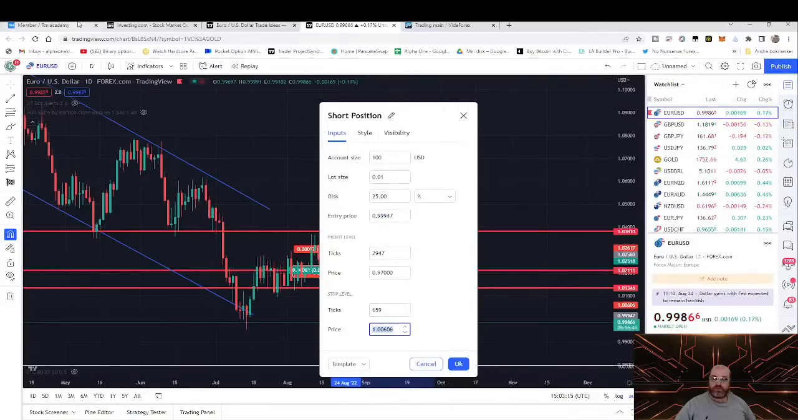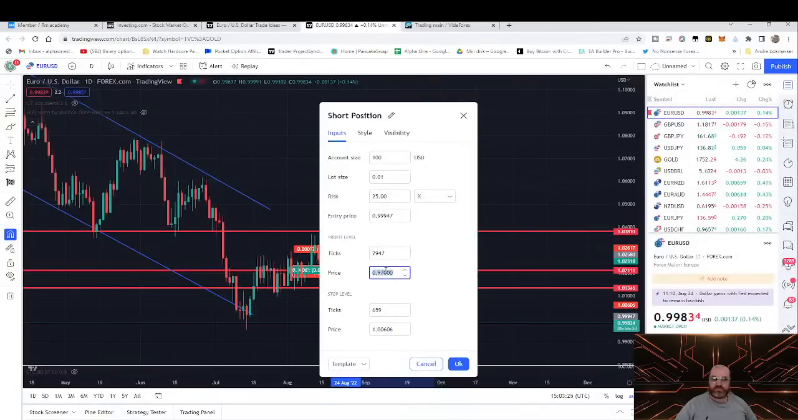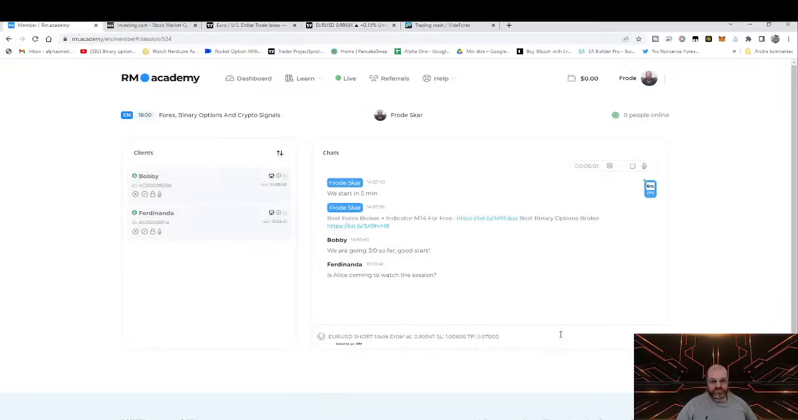I'll post this everywhere, by the way. Take our stop loss level here and take profit. We take at this level right here. I will explain after. I'll just make sure I take the trade myself also.